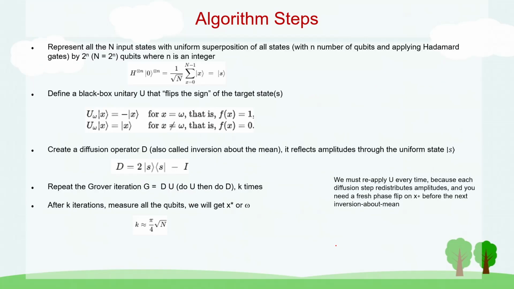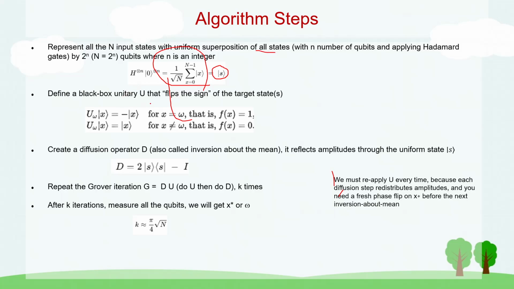So what are the steps involved? First, you represent all the states. How? By applying the Hadamard gate. Depending on the size of your problem, you represent everything, and we are familiar with this one, and we call it the state S, which basically represents the superposition of all possible states.